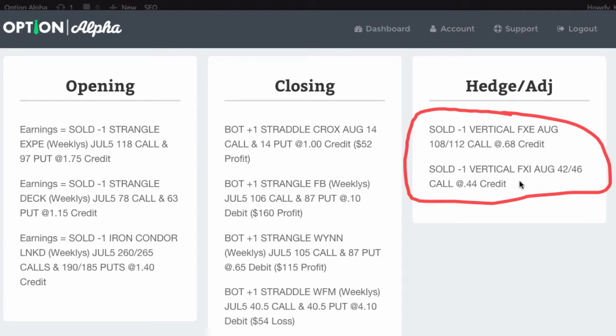And all we're basically trying to do here is make slow, methodical adjustments to these positions. Now we've got multiple iron condors in each, and all we're doing is taking our furthest out call option on both sides, on both stocks, and rolling it closer to where the stock is trading right now. So in FXE, we took our short 112 call and rolled it down closer to the 108 level, taking in a net credit of 68 cents.